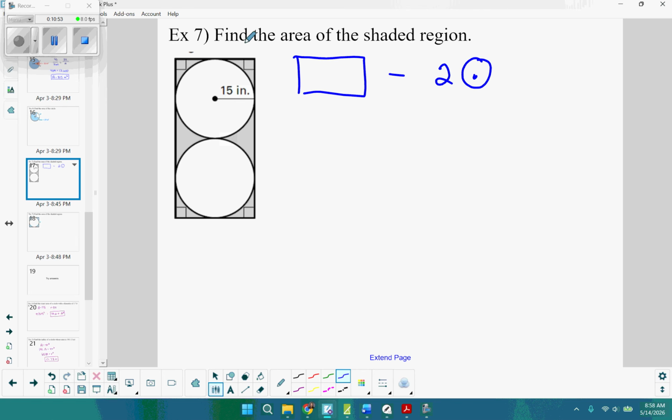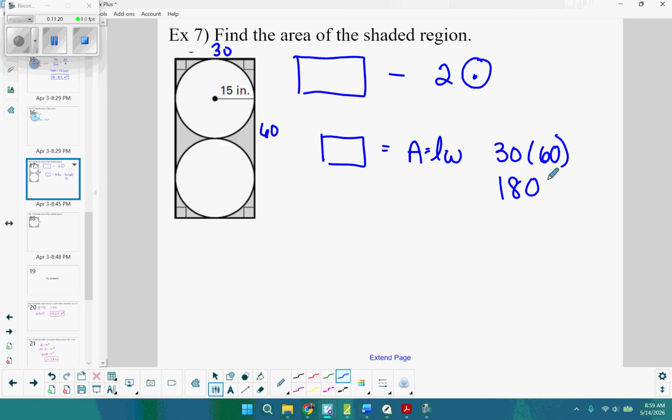They don't have any dimensions on our rectangle, but we do know the radius of each circle is 15, meaning all the way across is 30. So this side of this rectangle is 30. And this is two circles long, so that would be 30 and 30, or 60. So for my rectangle, my area is length times width. So that's going to be 30 times 60, or 1800.